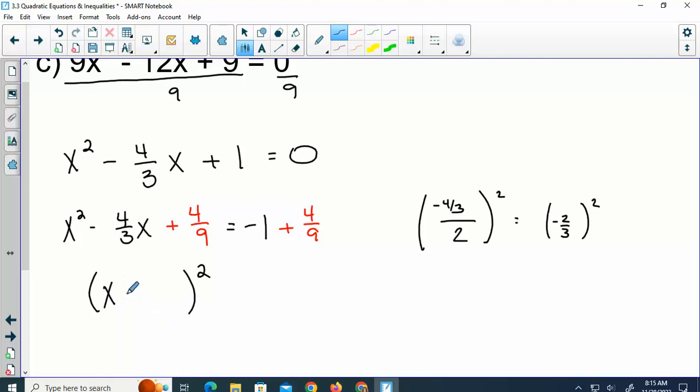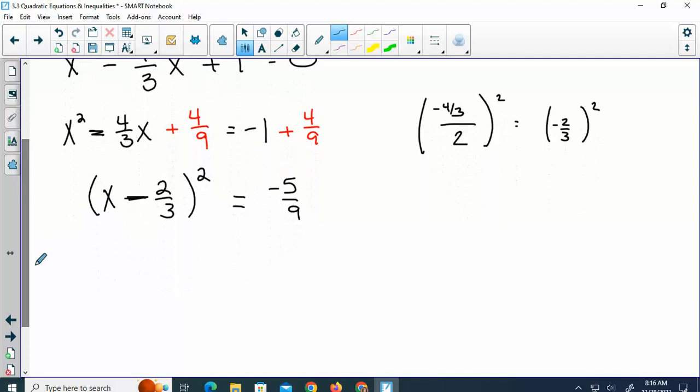2/3. Is it plus or minus? Plus, no, minus. Basically, since this was a minus, that would be a minus. Okay. Negative 1 is negative 9 over 9 plus 4 over 9. Be negative 5 over 9. That we always do plus and minus.